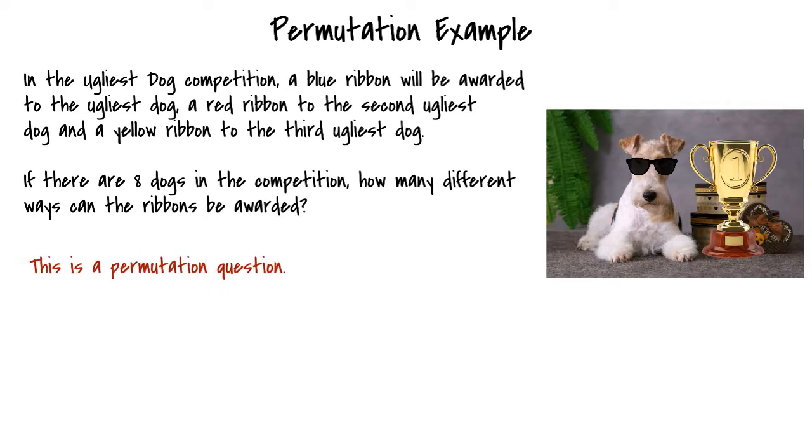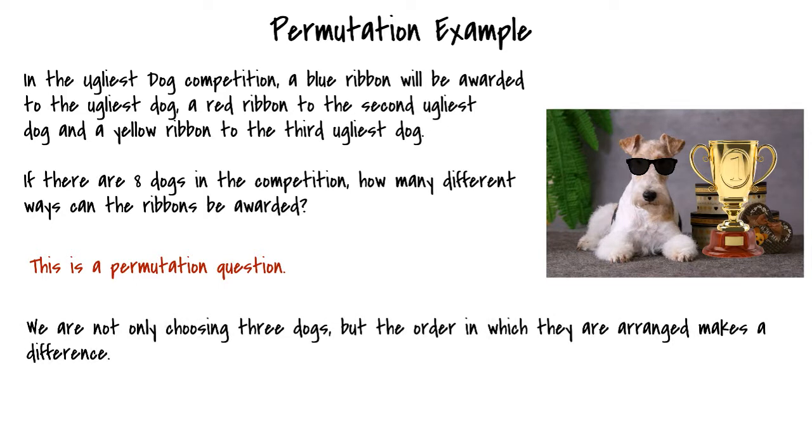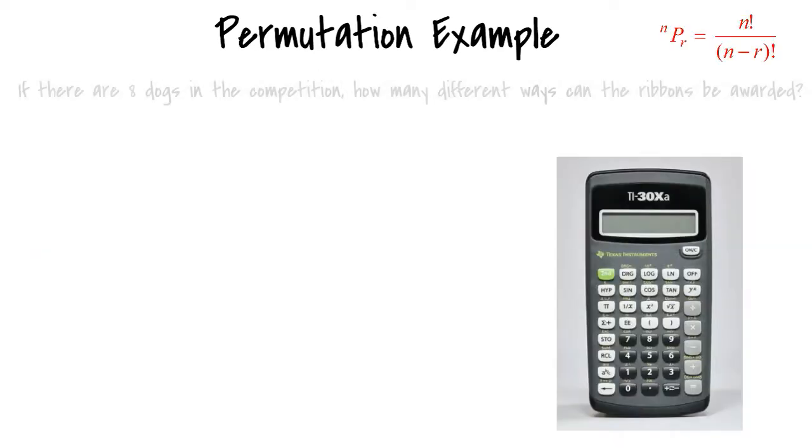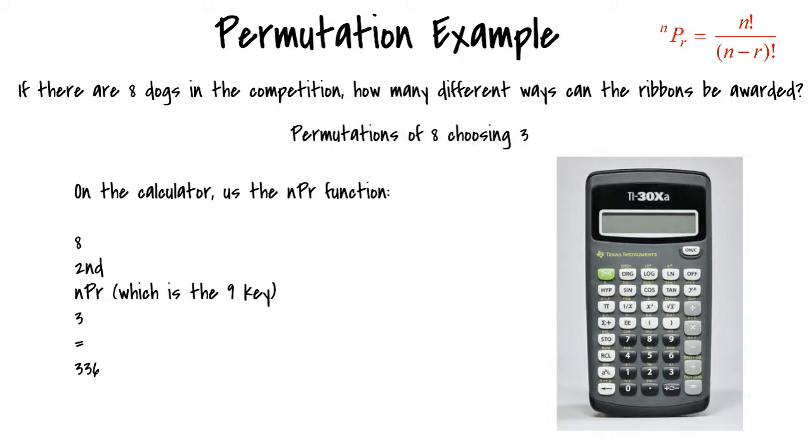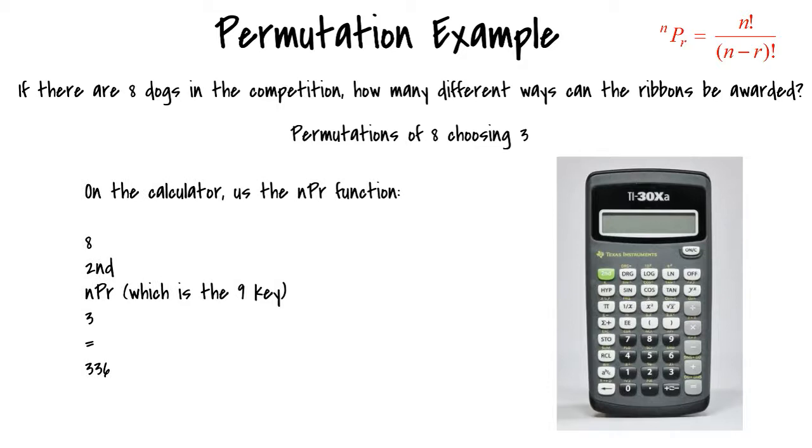This is a permutation question because order is important. We are not only choosing 3 dogs, but the order in which they are arranged makes a difference. This example is a permutation of 8 choosing 3. You will be using the nPr function on your calculator. Select the 8 button and then the second button. Select the nPr button, which is actually the 9 key, and then the 3 button. This equals 336. There are 336 ways the ribbons can be awarded.